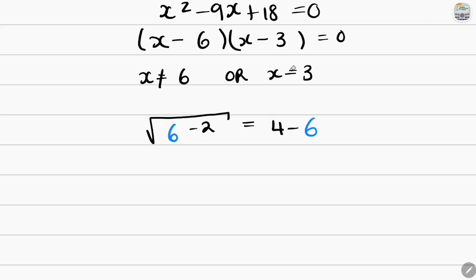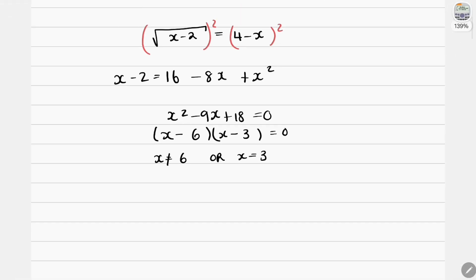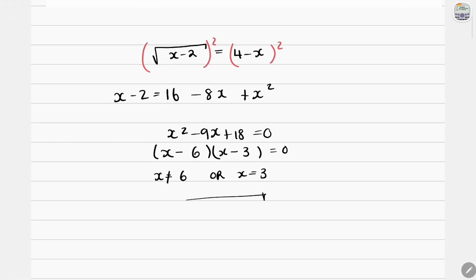Let's try 3. So if we put 3 here and 3 here, 3 minus 2 is 1, and square root of 1 is 1. 4 minus 3 is 1. Our left-hand side is equal to our right-hand side. So therefore, x is equal to 3, but it's not equal to 6. And that is our answer. Moving on to the next question.